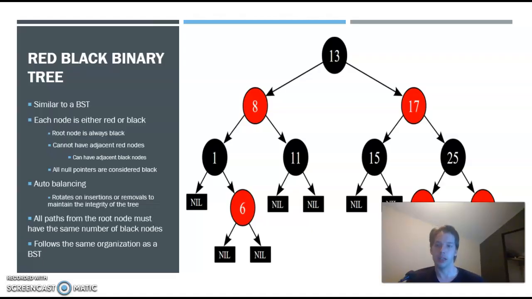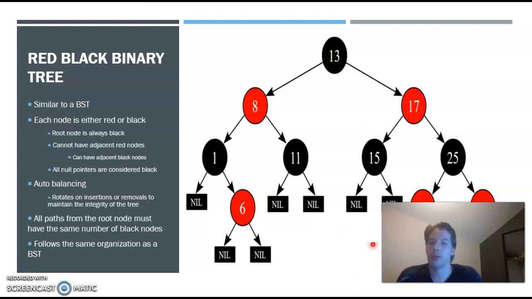Each node is either red or black. The root node is always going to be black. You cannot have adjacent red nodes. You can't have adjacent black nodes. All null pointers are considered to be black. The tree is auto-balancing, so if you remove something or add something and it no longer adheres to the integrity of the tree, the subtree that you're looking at will either rotate right or left in order to maintain the integrity of it.